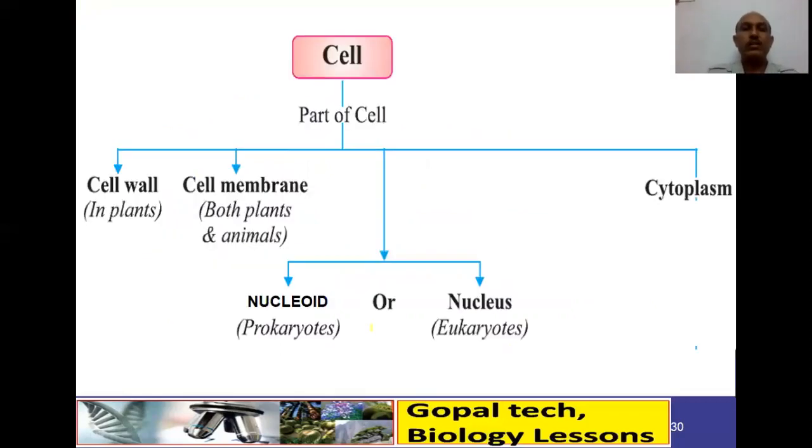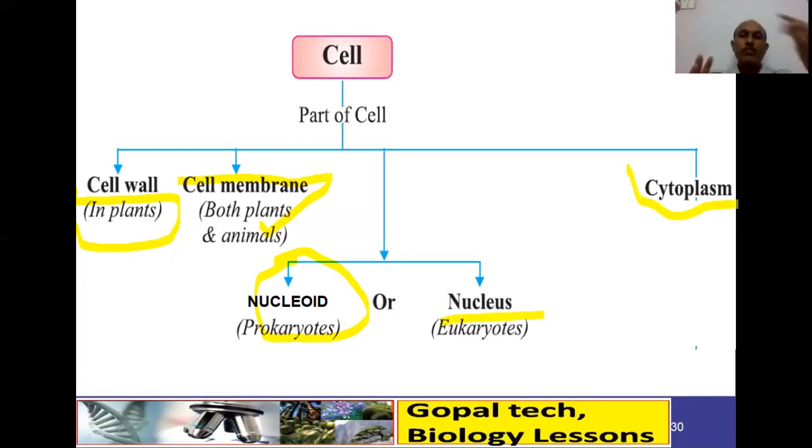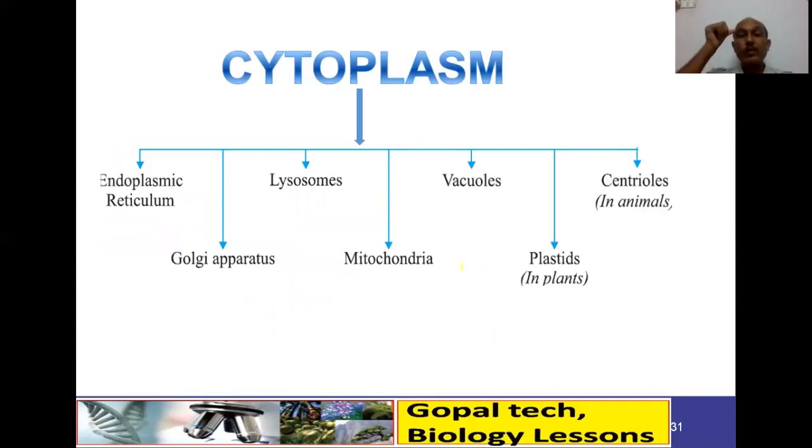For example, you can see the cell has a cell wall that is only found in plants. But there is a cell membrane in both plants and animals. There is a nucleoid in the prokaryotic cell and a nucleus in the eukaryotic cell. But every cell has cytoplasm. So the parts are cell membrane, nucleus, cytoplasm. In eukaryotic, nucleus; in prokaryotic, nucleoid; and in plants, cell wall. We'll see that. What does the cytoplasm contain?